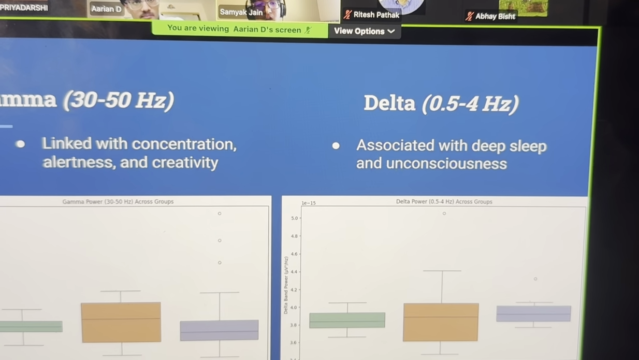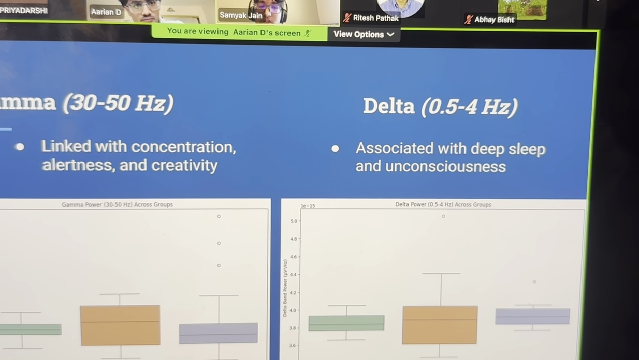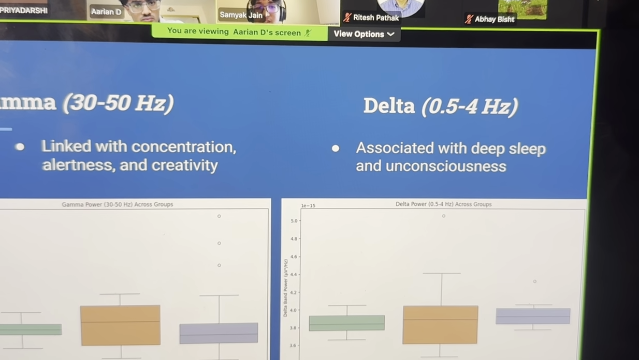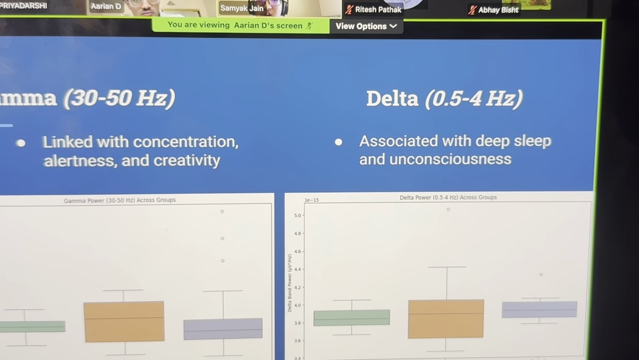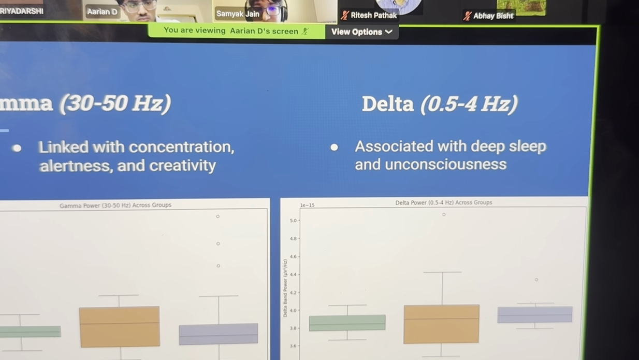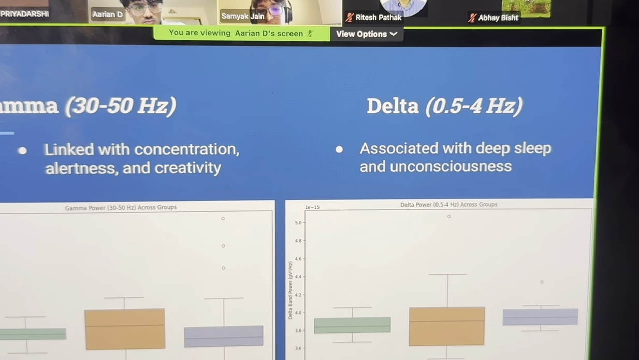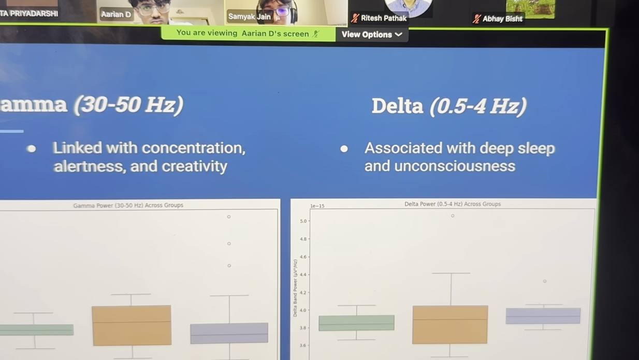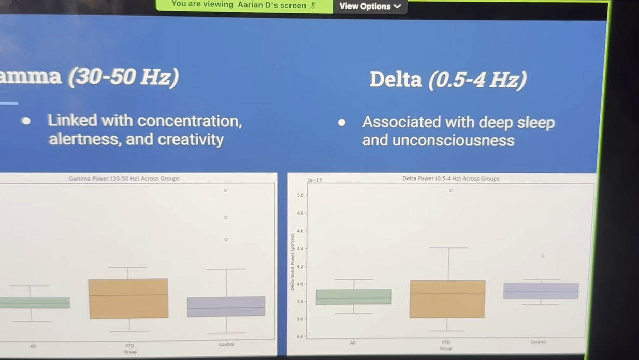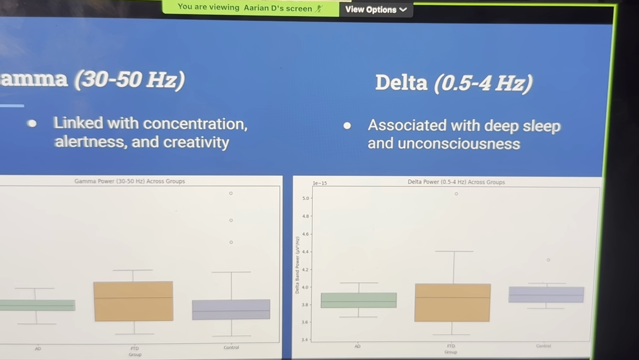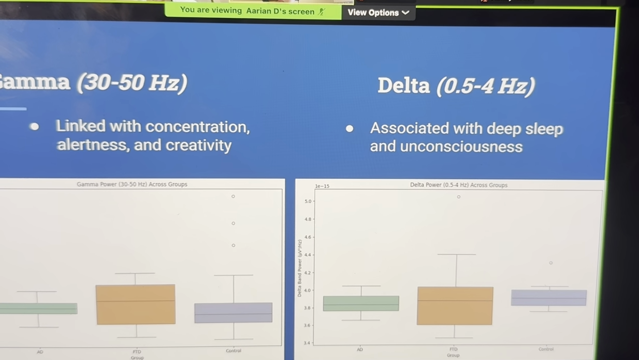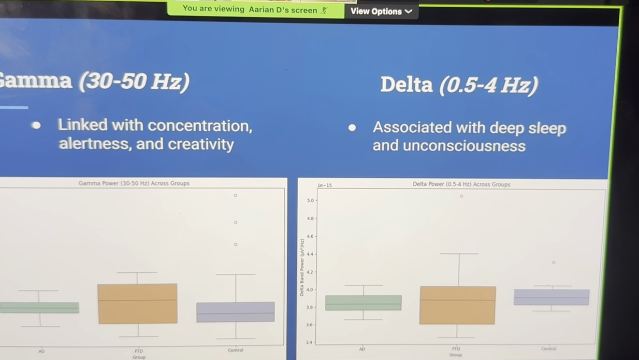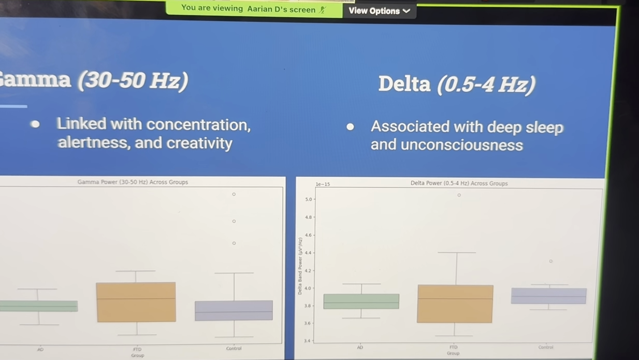So for gamma waves, which are a frequency of 30 to 50 hertz, which is linked to concentration, alertness, and creativity, there's also not much we can say because the median of each of the three are somewhat similar. But one thing that we can notice is the variability of the frontotemporal table is much bigger than the other two.